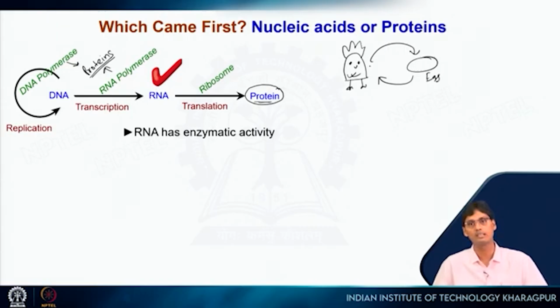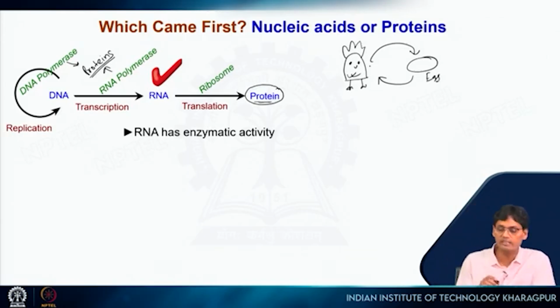RNA came first, because as I already mentioned in some other classes, RNA can be genetic material also. As you can see, in some viruses they have RNA as their genetic material, and it can also catalyze some reactions. So as a result, RNA has enzymatic activity. So maybe at the beginning of life formation, RNA was the genetic material, and it can act as genetic material as well as have some kind of enzymatic function also.